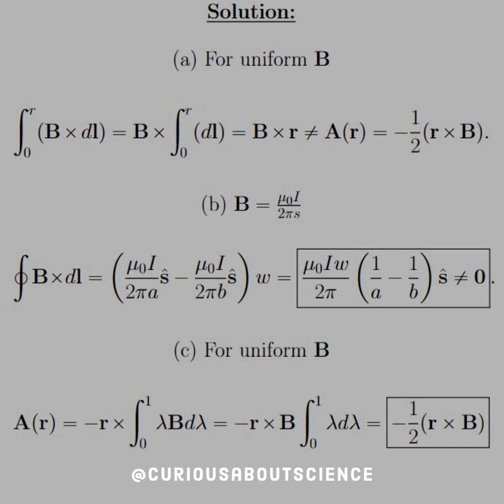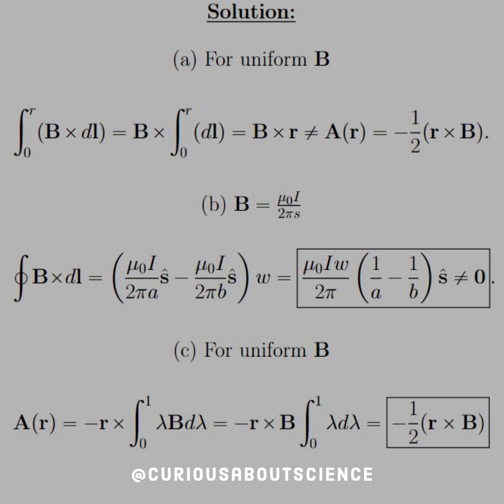And then B, we know that for a straight wire, the magnetic field is mu naught I over 2 pi s. So evaluating the closed integral of B cross dl, we end up with mu naught I over 2 pi a s hat minus mu naught I over 2 pi b s hat times w. All right, fair enough. Factor the mu naught I over 2 pi out. You're left with 1 over a minus 1 over b s hat, but that, again, does not equal 0.